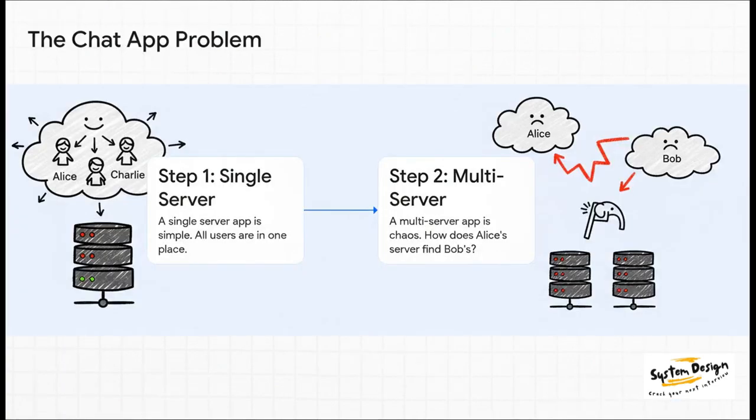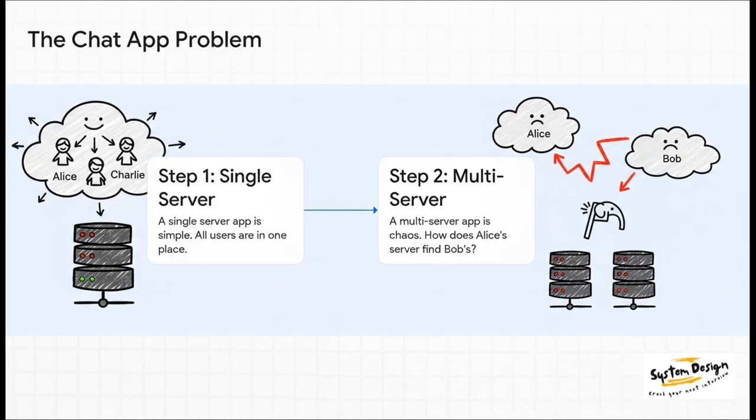Okay, let's make this super concrete with a chat app. When you have just one server, life is easy. Alice connects, Bob connects, they're on the same machine, messages just fly back and forth. It's simple. But the second you need to scale up to handle more users, you add more servers and bam! You hit a wall. If Alice is on server A and Bob is on server B, how does Alice's server even know where to send her message?